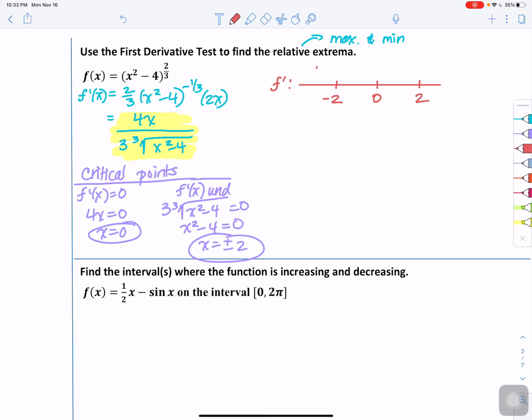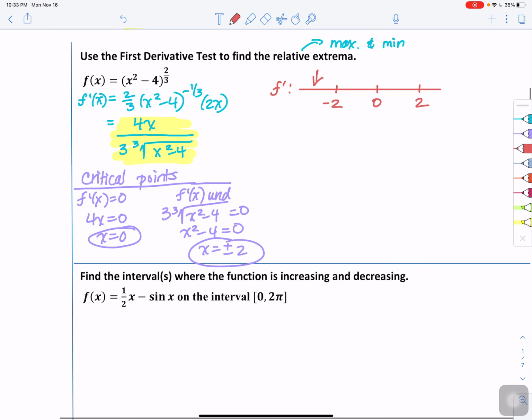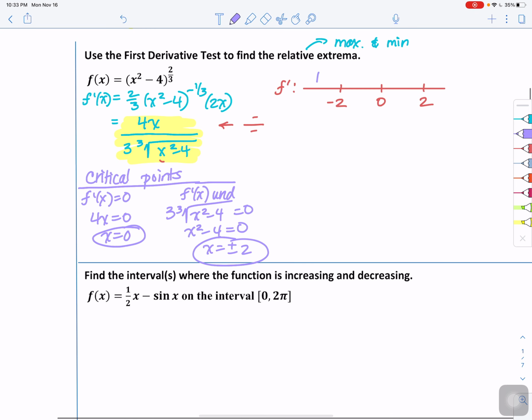So let's pick negative 1, and now we're going to go over here. I'm going to put a negative 1 in that numerator, and that's going to be a negative divided by negative 1 minus 4. That's the cube root of a negative, negative over negative. So a negative divided by a negative is a positive. Okay? Let's just keep going. Any number between negative 2 and 0, let's just use negative 1.